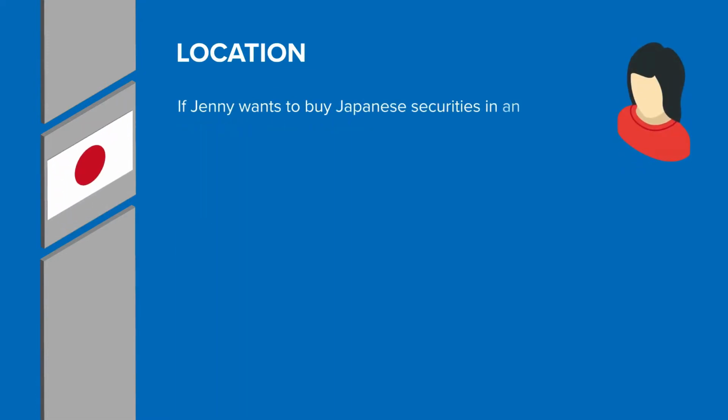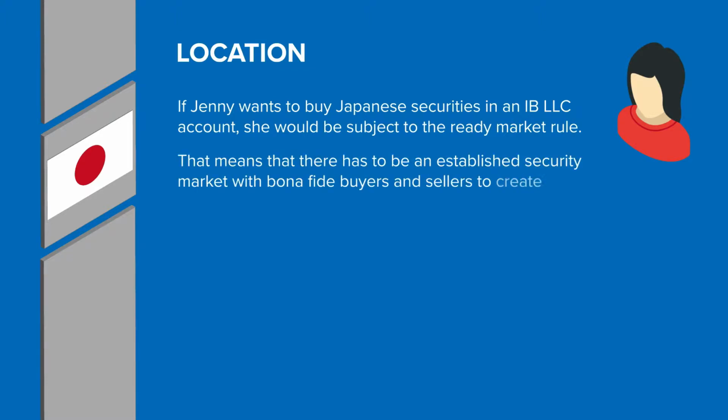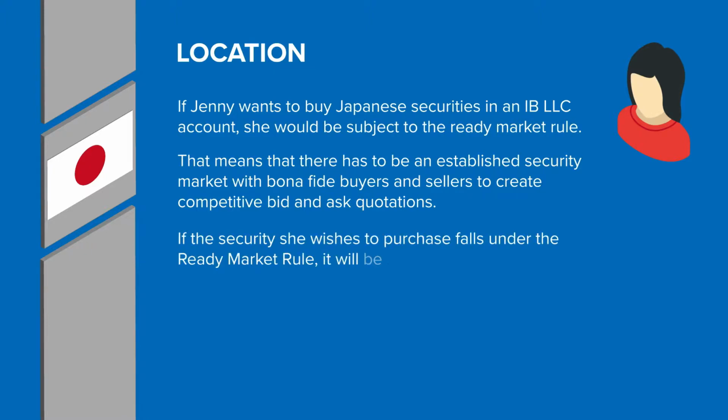For instance, if Jenny wants to buy Japanese securities in an IB LLC account, she will be subject to the ready market rule. That means that there has to be an established security market with bona fide buyers and sellers to create competitive bid and ask quotations. If the security she wishes to purchase falls under the ready market rule, it will be treated similar to a domestic security for margin purposes.